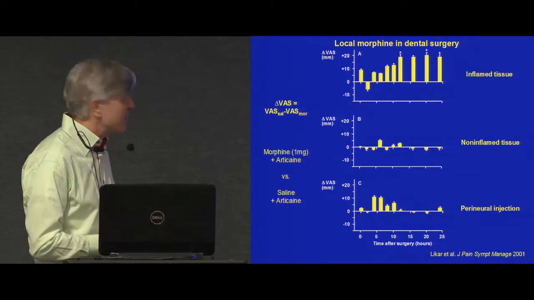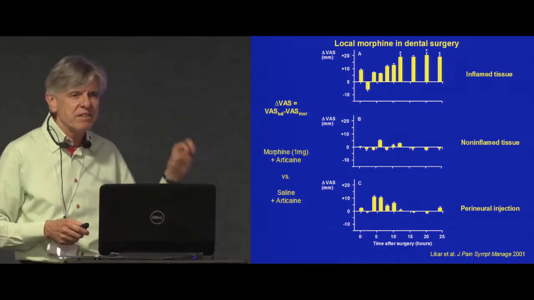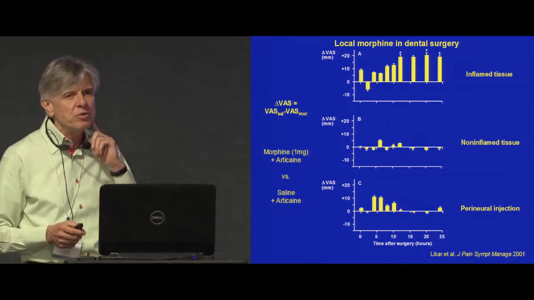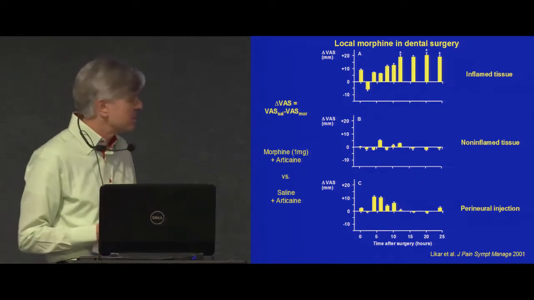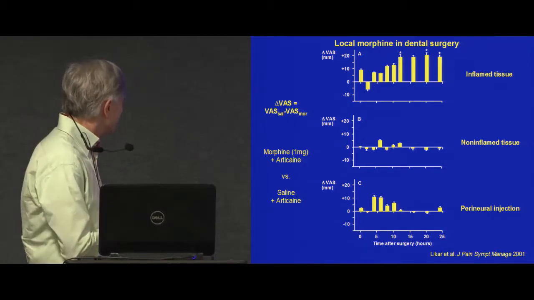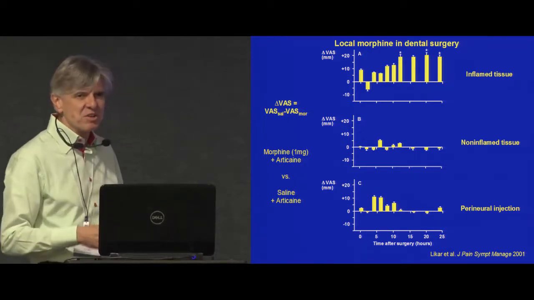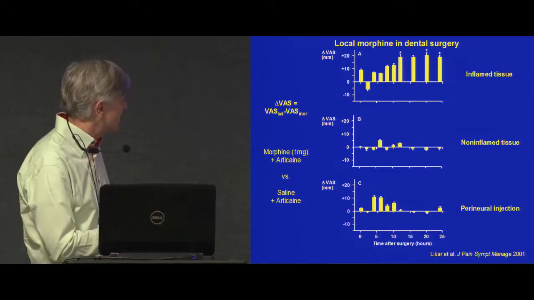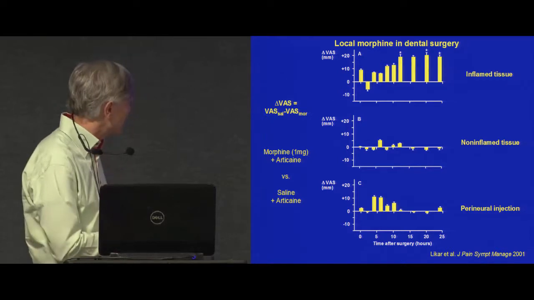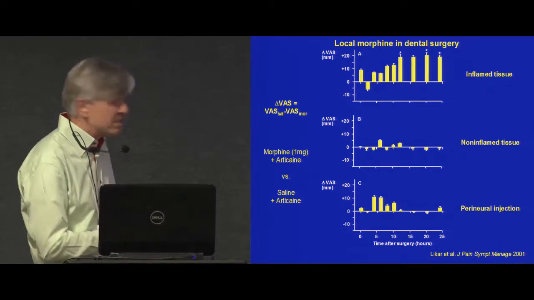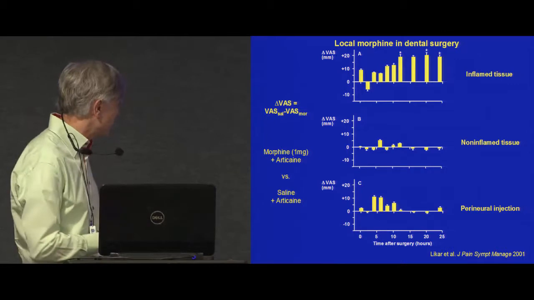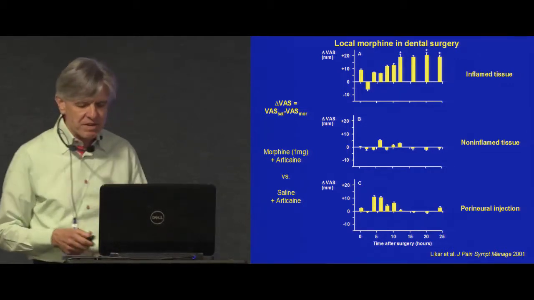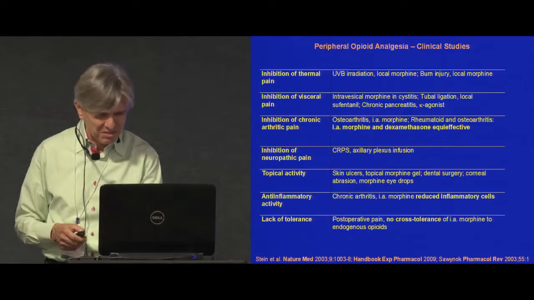And this is a third group where the morphine was not injected directly into the wound, but it was injected at the mandibular nerve together with a local anesthetic injection. And you can see this time the visual analog scale is shown the other way around. The best effect is found when the patients had strong inflammation. When there was very little inflammation, there was practically no morphine effect. And the perineural injection was also not very effective in this small study.